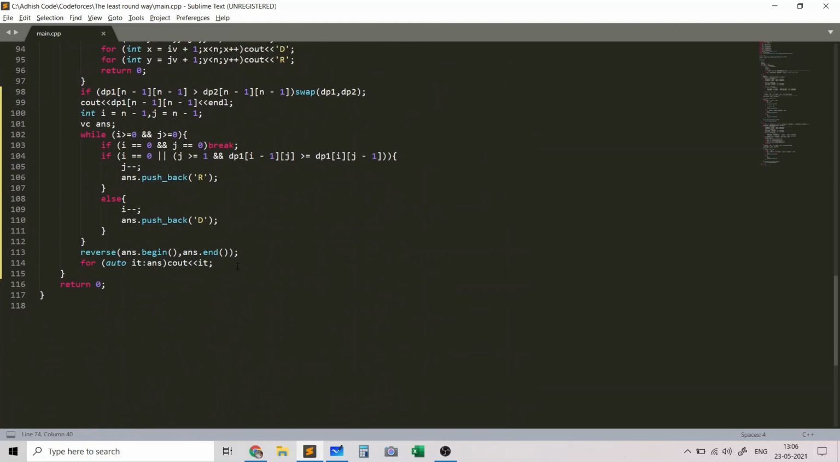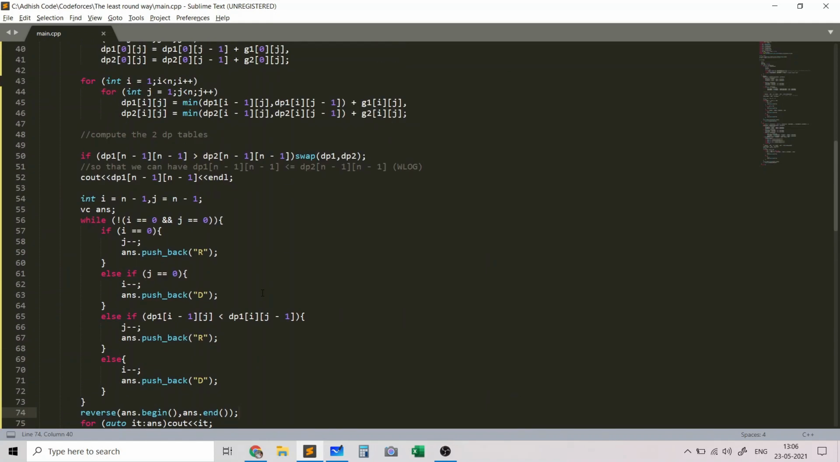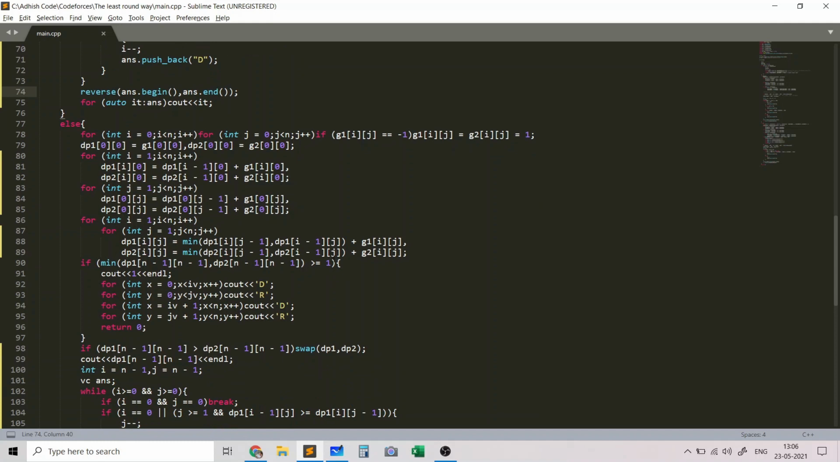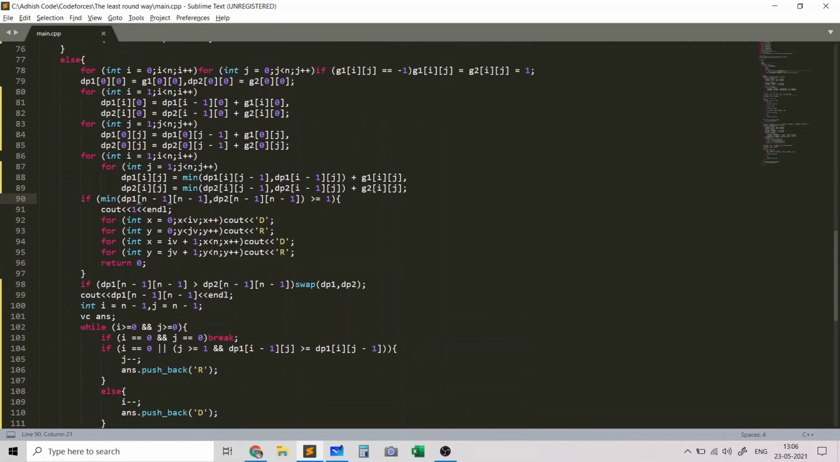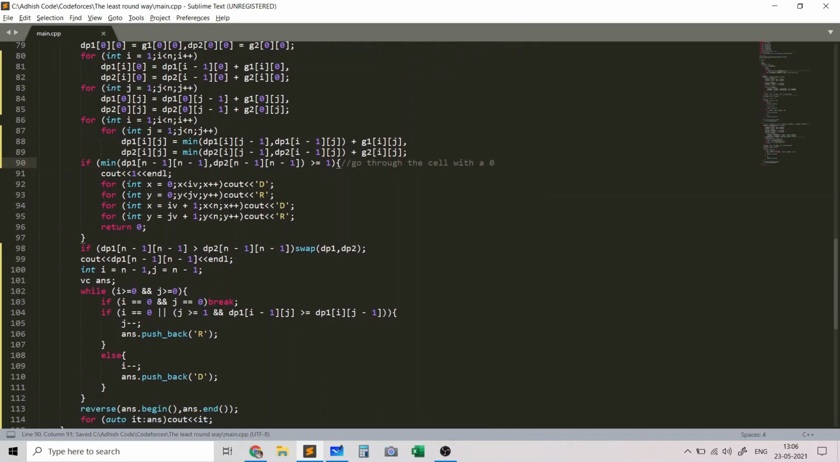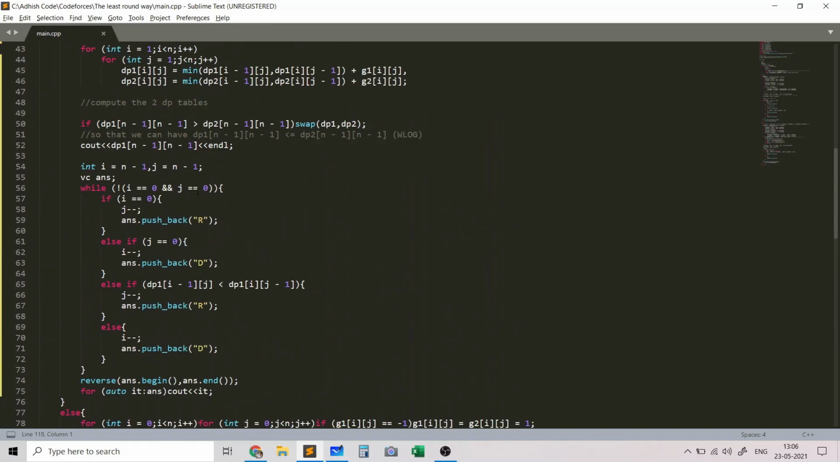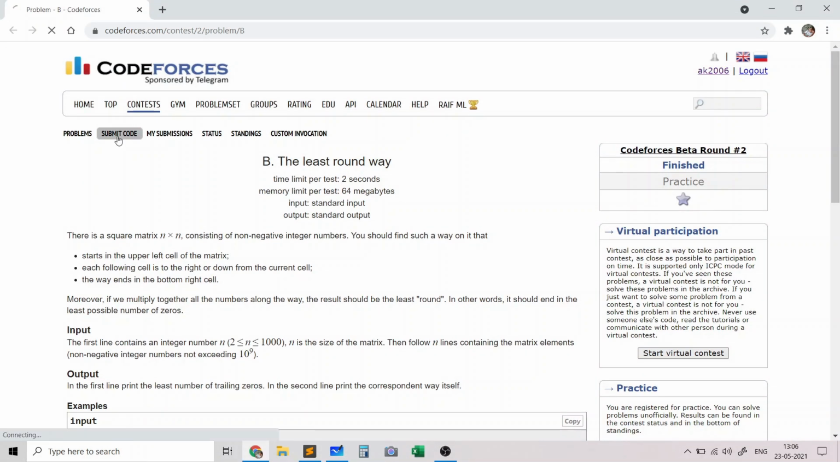Similarly I've done it for the case in which there is a 0, which you can verify. As I told you, if the minimum is greater than or equal to 1, then we need to go through a 0. So in this case go through the cell with a 0, and you should be able to figure out what the output would be. And similarly in the second case we would go through the cell with the minimum of dp1 and dp2. So let's submit this code to see that it gets accepted.